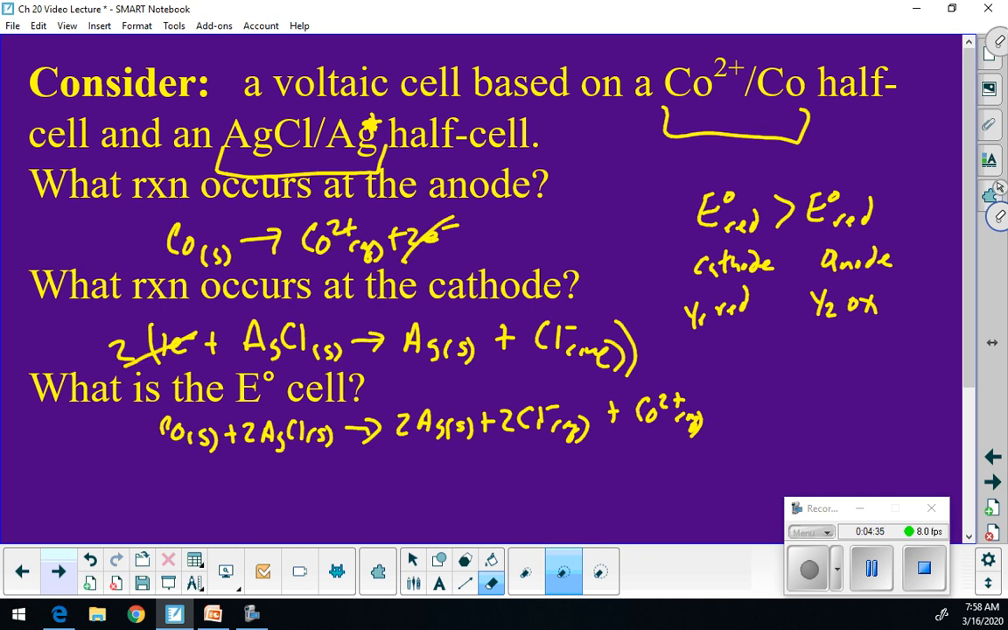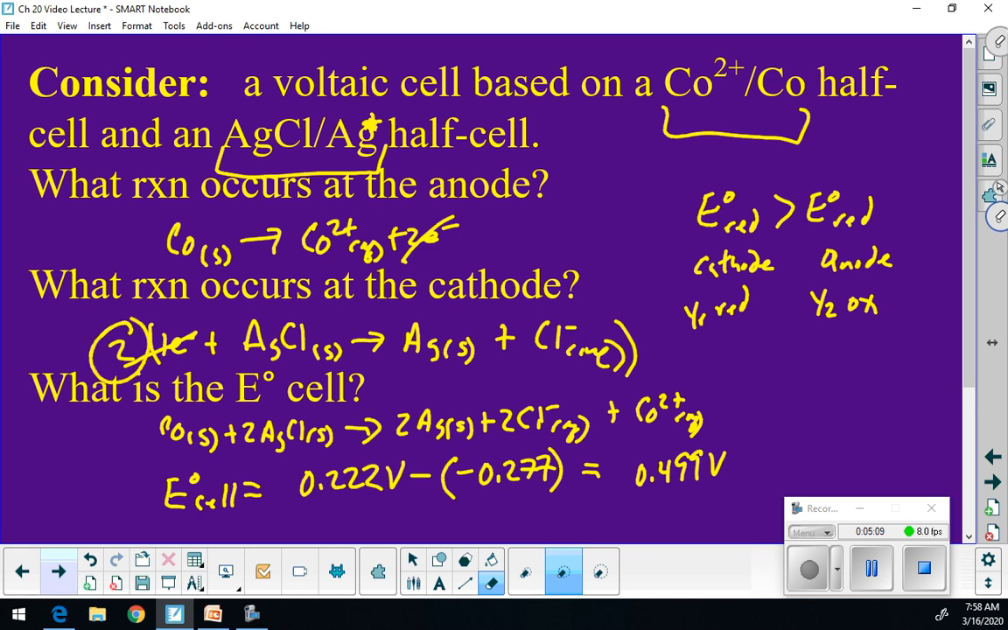Good. Now, when I do my E cell, what do I take? I take my standard reduction potential at the cathode, which we said was 0.222 volts, minus my standard reduction potential at the anode, 0.277, and so that would be equal to what? How about 0.499 volts?